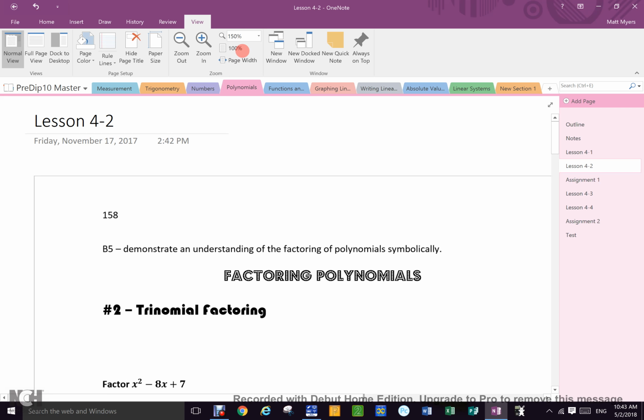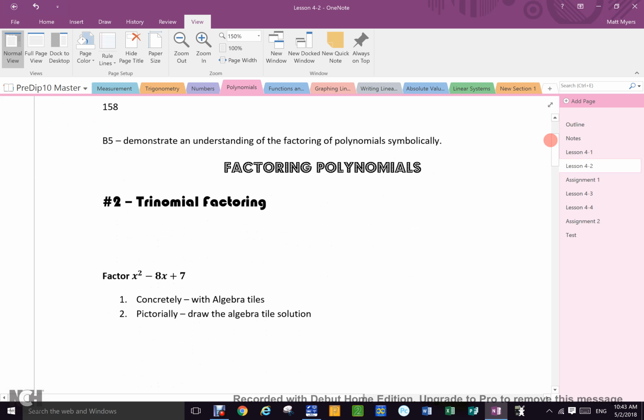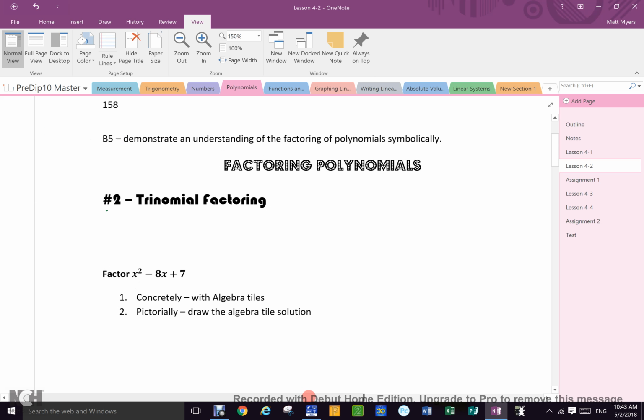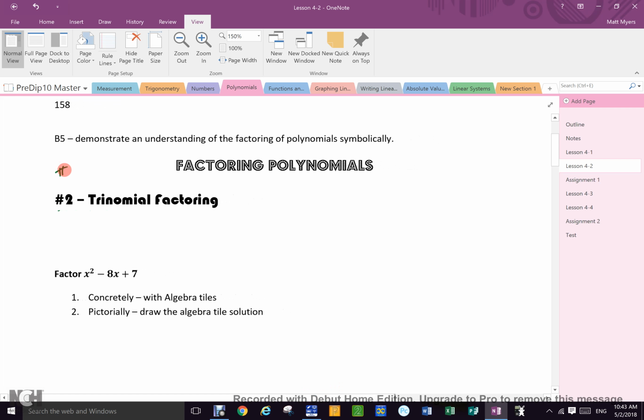All right. What if this is type 2? What is type 1? The one you just learned? GCF. That's the first one. That's the one we always try.